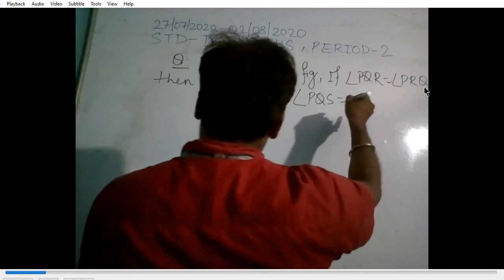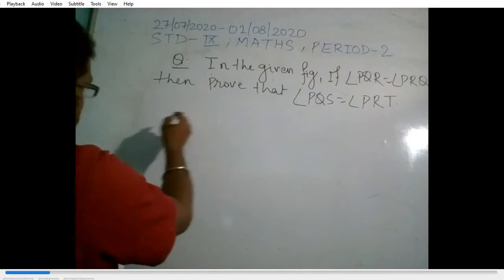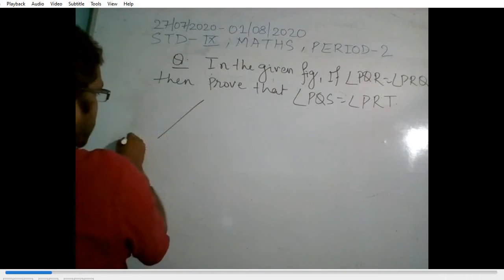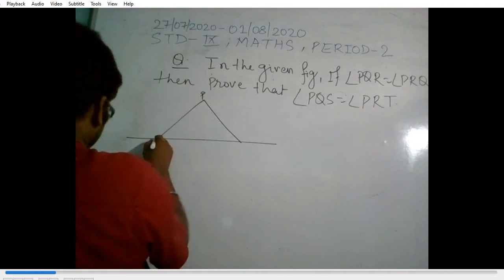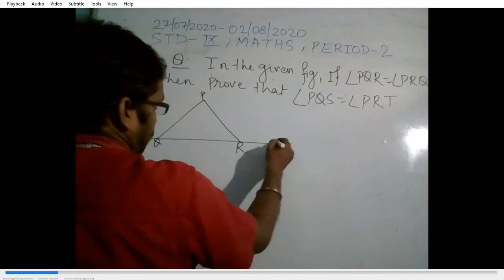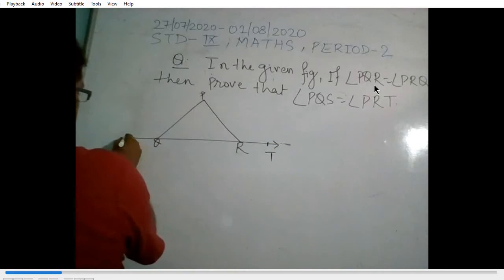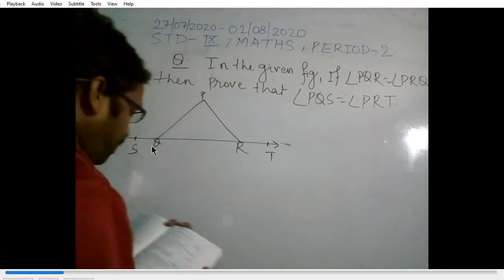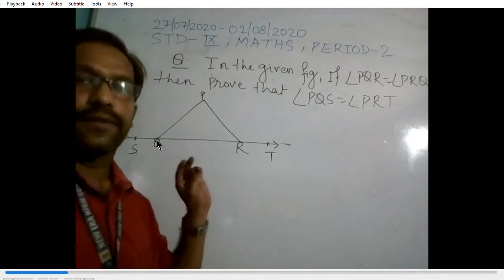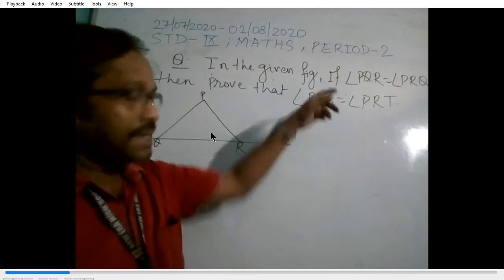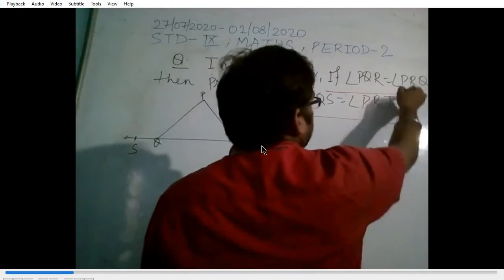See class, when you are going to solve a question, don't directly start solving. Read the question 2 times, 3 times nicely, because hints will be given in the question. If you skip it and could not see any hint, the question will not be solved. So they are saying that angle PQR is equal to angle PRQ. That means the internal angles of triangle PQR, these base angles, are equal. We have to prove that these exterior angles are then also equal.